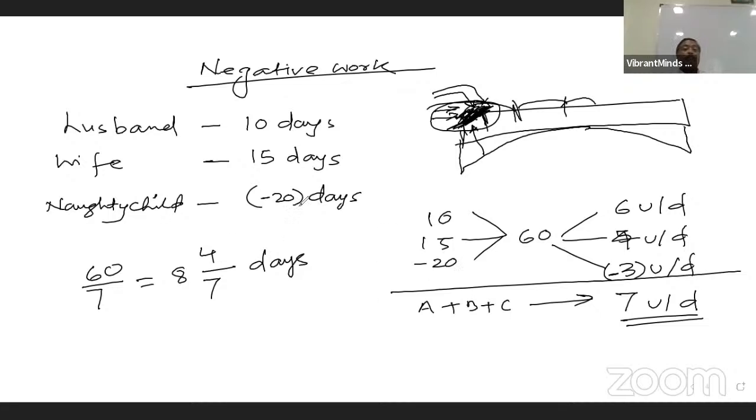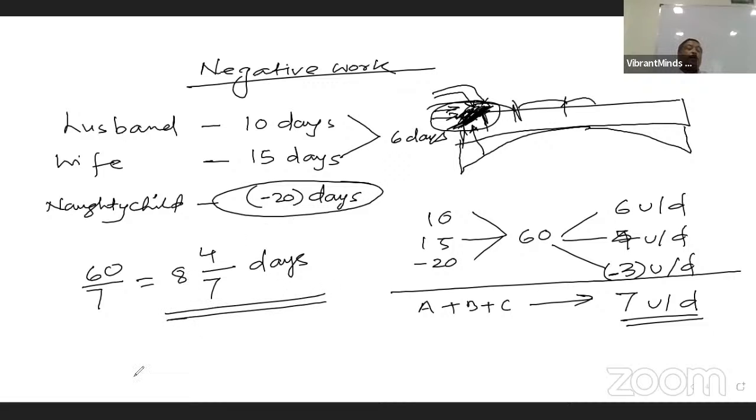Suppose this naughty child was not there. In how many days would they have completed? 60 divided by 6 plus 4, 10. That is 6 days. If the child was not there, they would have completed the work in 6 days. But the child has delayed the work by how many days? More than 2 days. Precisely. Did you get my point, everyone? Is it clear, guys?